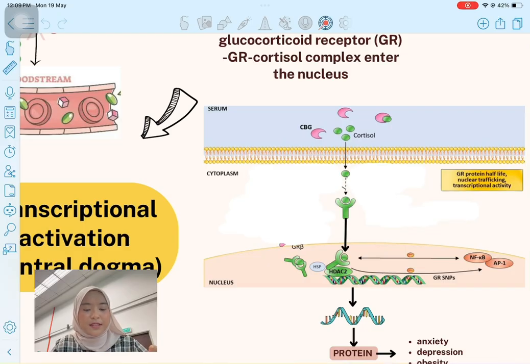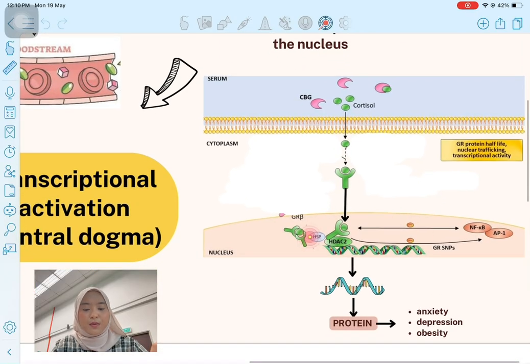This is where the process ties into the central dogma of molecular biology, which is from DNA transcribed to RNA and RNA translated to protein. Inside the nucleus, the cortisol-GR complex binds to specific sections of DNA called glucocorticoid response elements, or GRE. This binding either activates or represses the transcription of certain genes. In other words, it controls which genes get turned on or turned off.